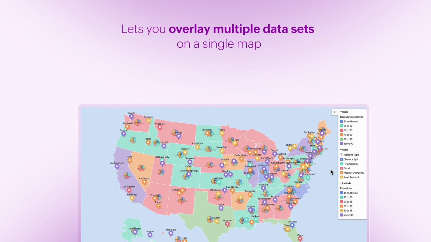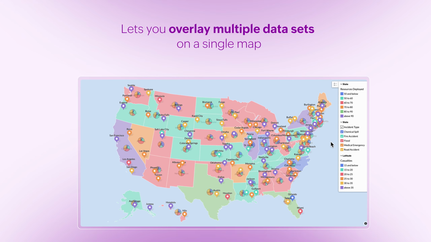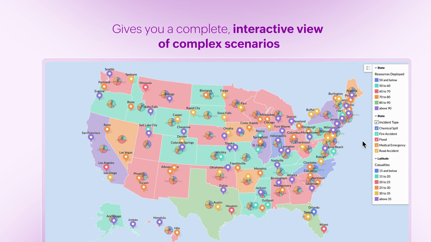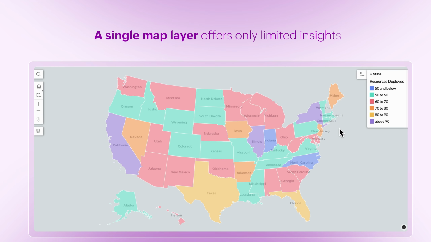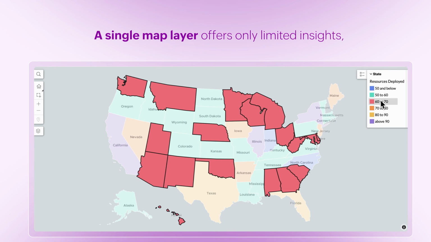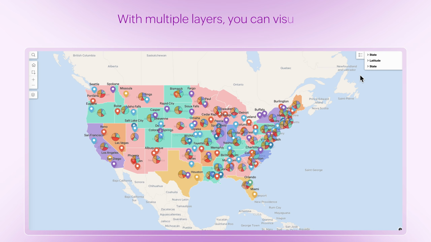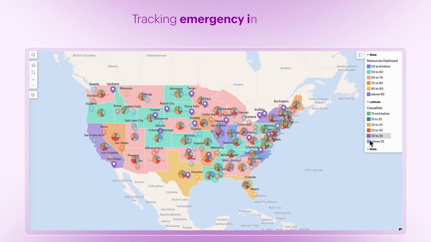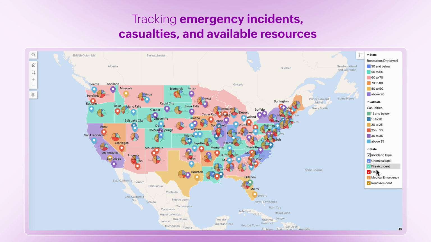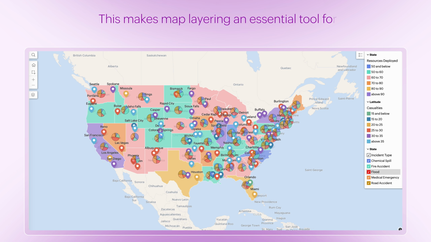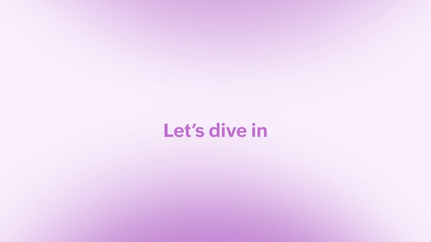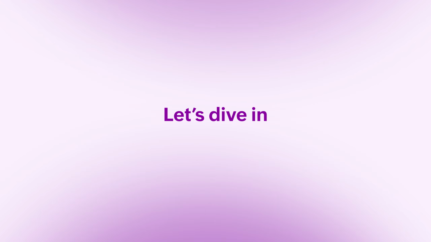Map layering lets you overlay multiple data sets on a single map, giving you a complete, interactive view of complex scenarios. A single map layer offers only limited insights, but with multiple layers, you can visualize different dimensions together, for example, tracking emergency incidents, casualties, and available resources side by side. This makes map layering an essential tool for deeper analysis and smarter decision-making. Let's dive in and see how it works.